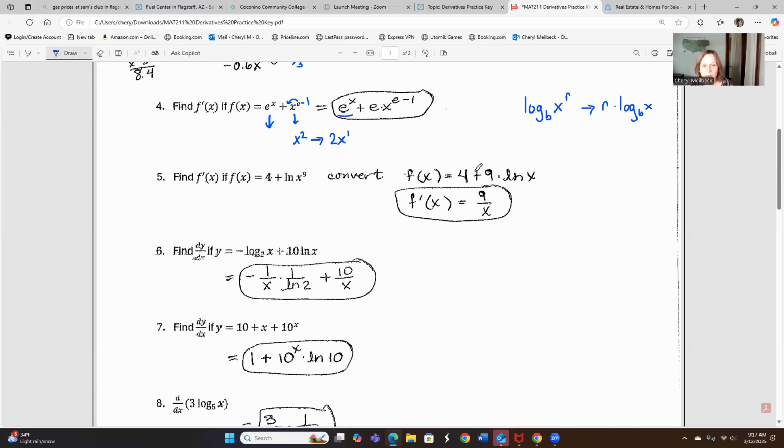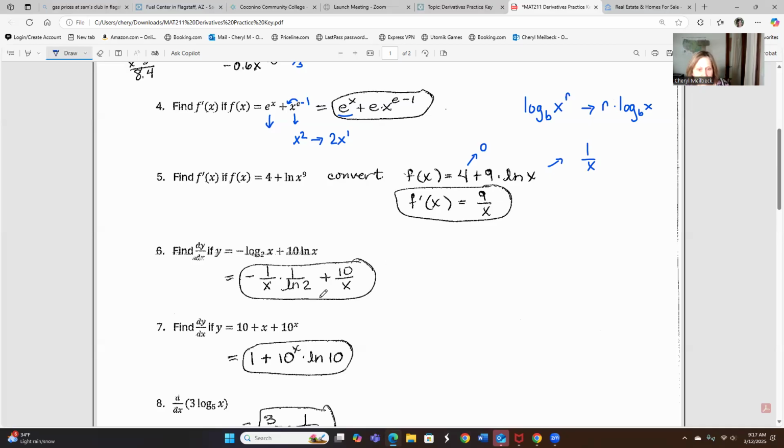Then we can take the derivative. The derivative of 4, of course, is 0. The derivative of 9 times natural log of x. Well, the derivative of natural log of x is 1 over x. So if you multiply 9 times it, you simply get 9 over x.